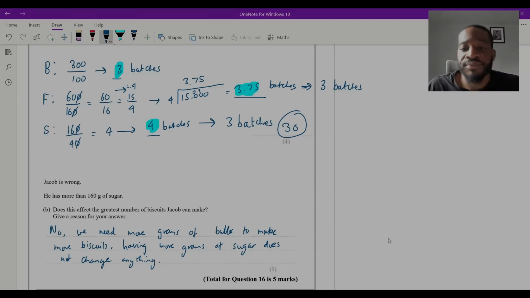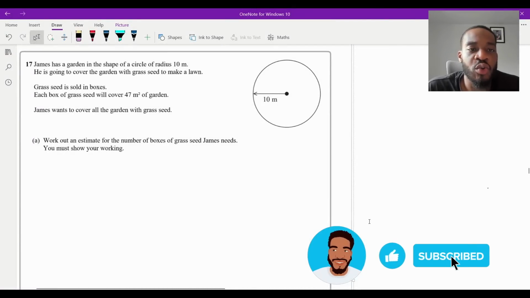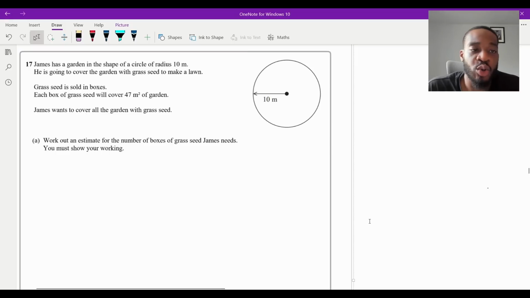That's question 16 finished. Okay, so question 17 says James has a garden in the shape of a circle of radius 10 meters. He's going to cover the garden with grass seed to make a lawn. Grass seed is sold in boxes. Each box of grass seed will cover 47 meters squared of garden.